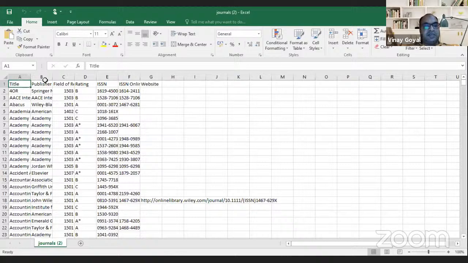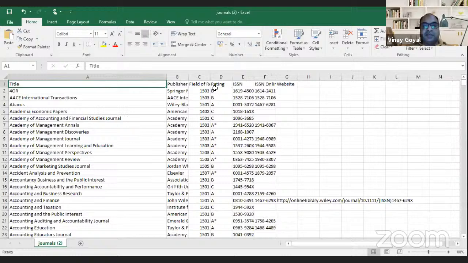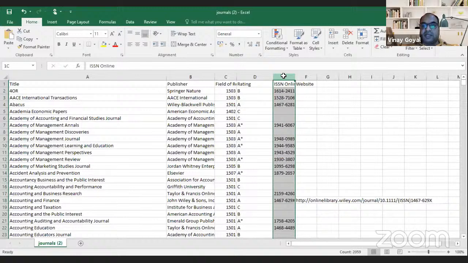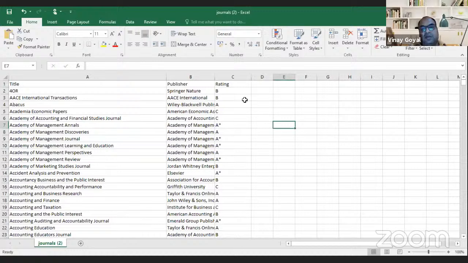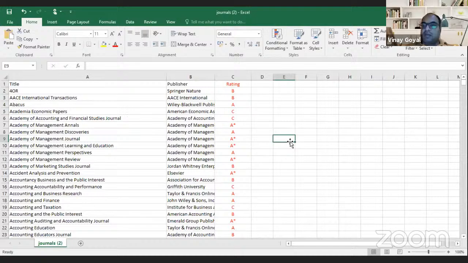Now I hope you are able to see my Excel sheet. Yes, sir. There is a list which is given. I'll just delete this ISSN number, ISSN online and website. And let me delete this field of rating also. Here you can see the rating is given. I have highlighted them in red. Right. And you can see if you go down and down and down.